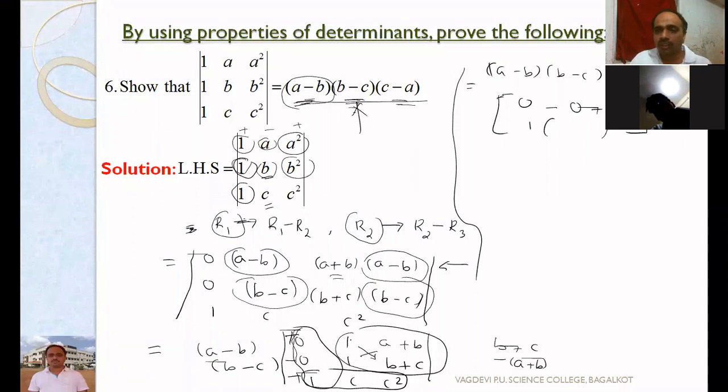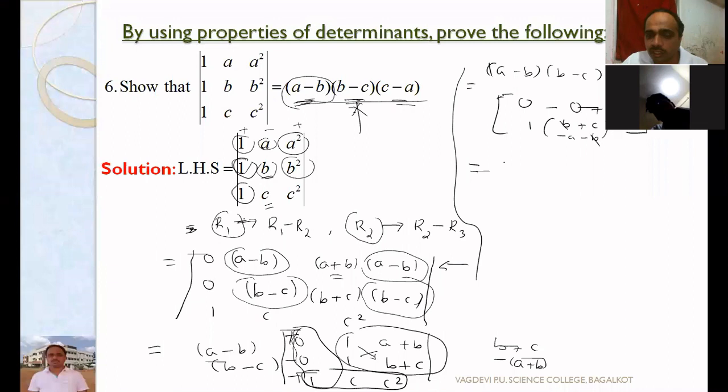Expansion. How do you expand a second order determinant? Cross multiply and subtract. So 1 into B plus C, then 1 into A plus B. So B plus C minus into bracket A plus B means minus A minus B. Both of them become minus A minus B. So I get B plus C, then minus A minus B, because minus into plus is minus, correct? So which will be cancelled here? Plus B minus B will be cancelled.